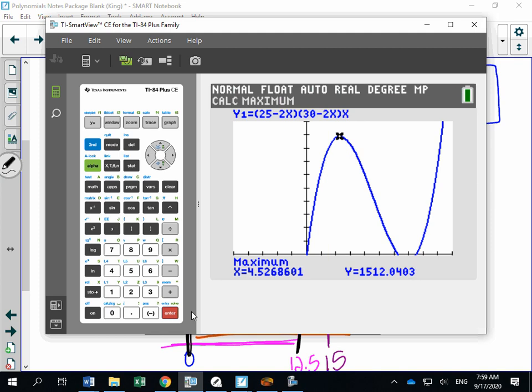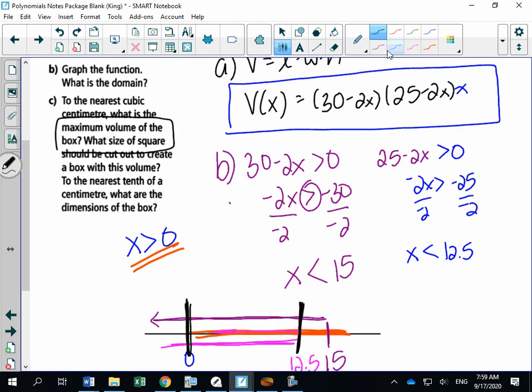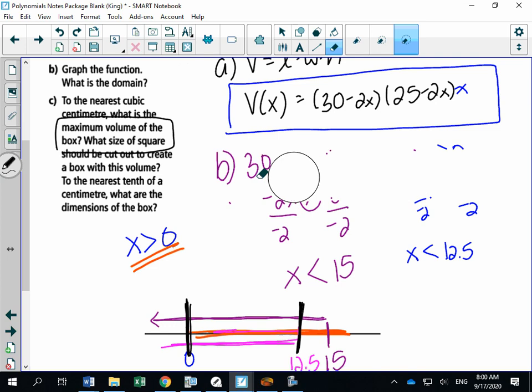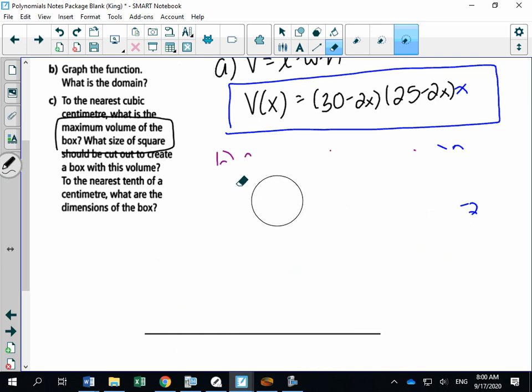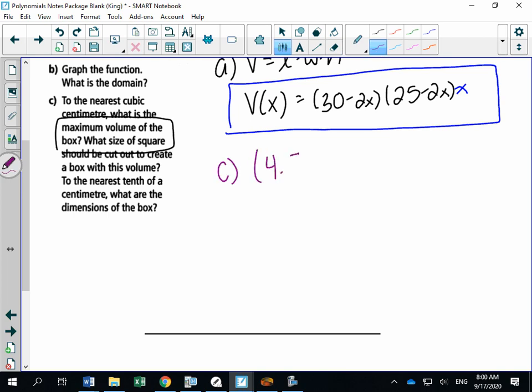So we are getting, when x is 4.5, the max volume is 1512. So we'll write this down. When x is 4.5, the max volume is 1512. So I'm just going to erase this. Okay, so let's write that down and let's see if we could figure out what that means. So it says when x is 4.5, y is 1512. To the nearest tenth of a centimeter, so I'll put a 0 in there.